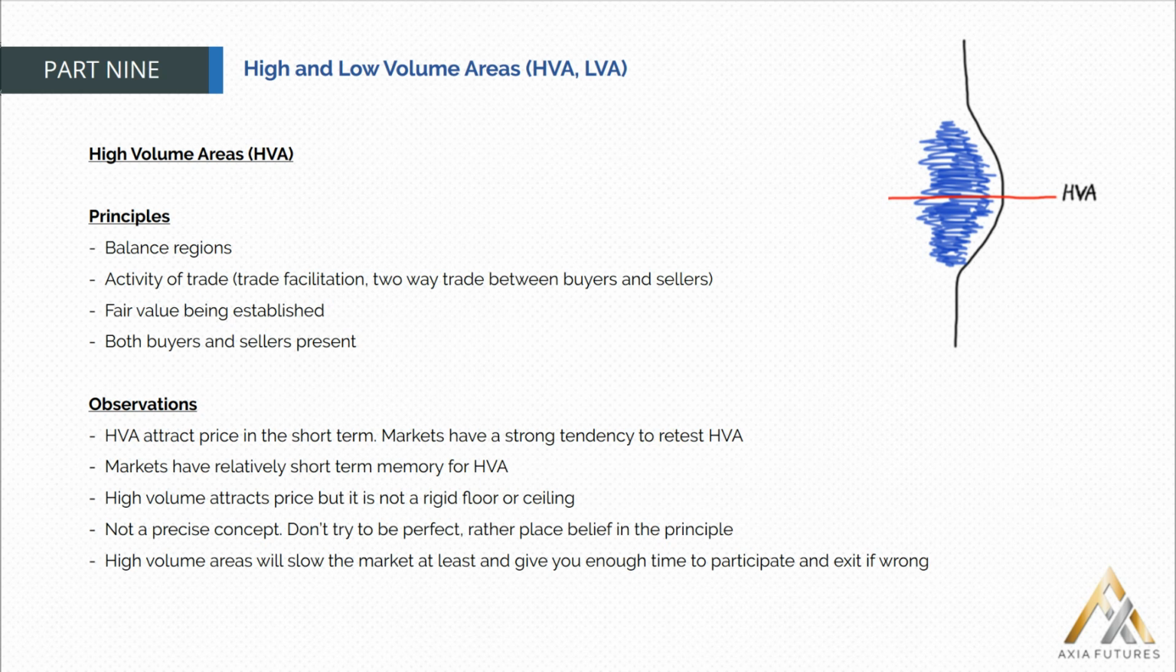Note, the activity of trade that's taking place in these high volume areas is basically trade facilitation between buyers and sellers. So remember, it's all good and well seeing a high volume area on a chart, but what does it actually mean? Well, in essence, it means buyers and sellers are accepting a series of prices until new information comes into the market. So fair value is being established by buyers and sellers, and more importantly, we have both buyers and sellers present.